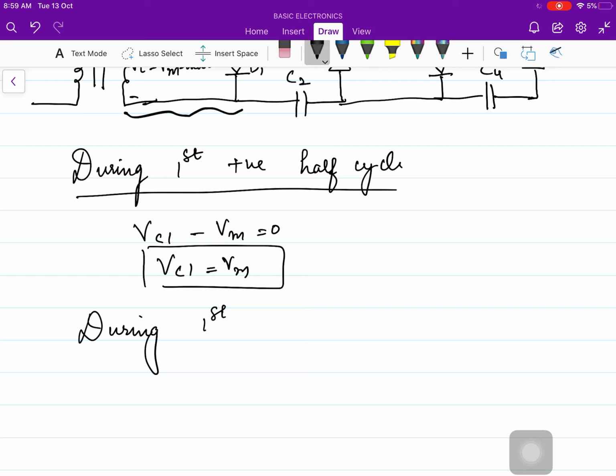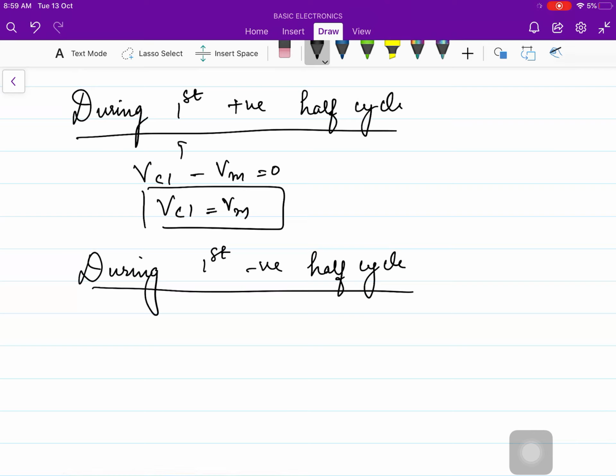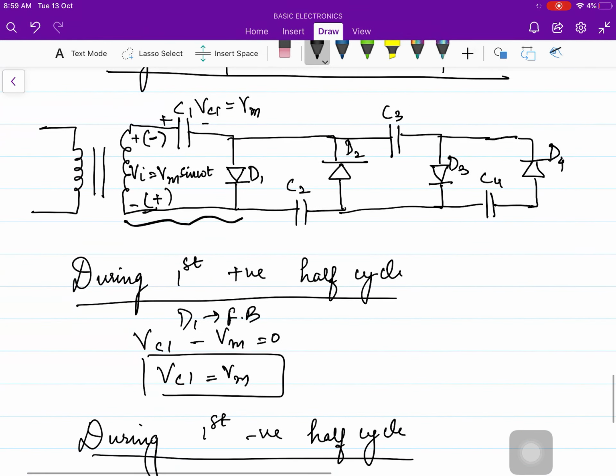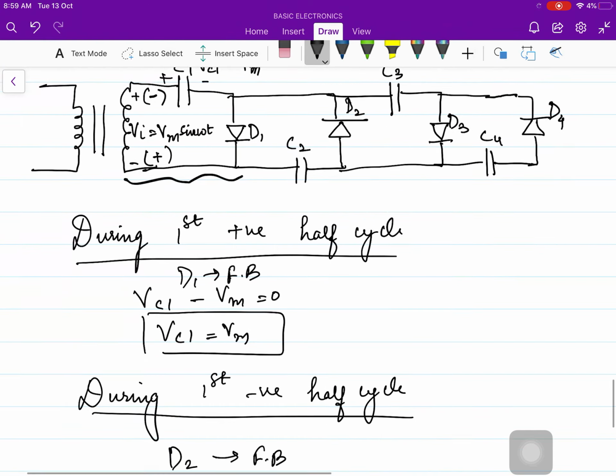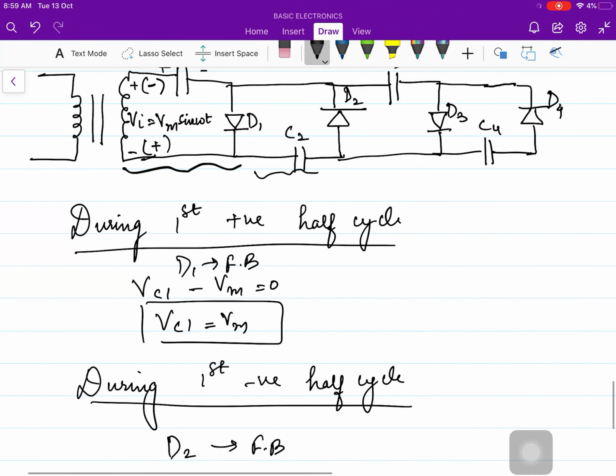Now during first negative half cycle, you will get a minus and a plus. Now D1 will be reversed, D2 will be forward. Here D1 only was forward. D2 is now forward. We have not taken into account during the positive half cycles other diodes because we have not charged the capacitor yet. So first of all, we need to charge the capacitors. So during the first negative cycle, D2 is forward and only charges the capacitor C2.